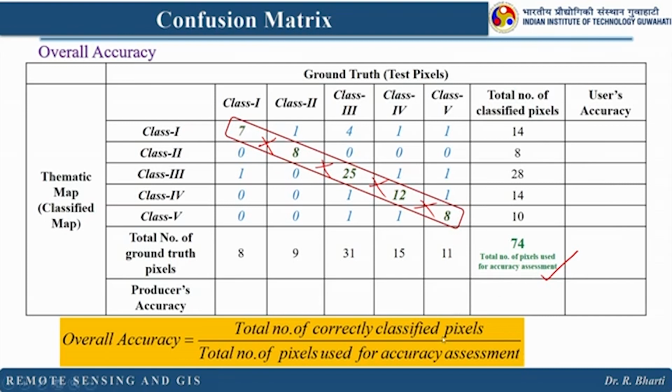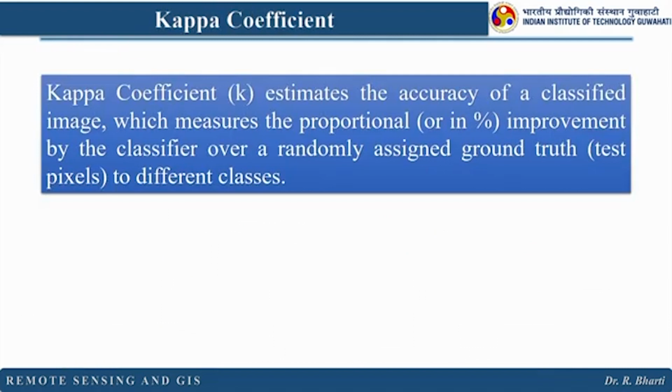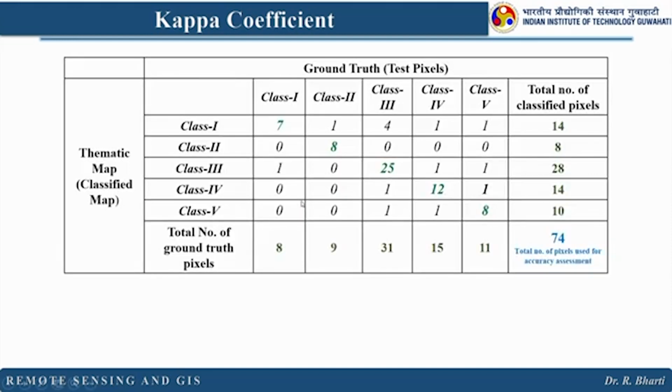Now let us understand there is a new way, or a different way, of calculating the accuracy of our classification, that is known as kappa coefficient. So kappa coefficient estimates the accuracy of a classified image, which measures the proportional improvement by the classifier over a randomly assigned ground truth, which is basically test pixel, to different classes, right? Now let us see how we calculate kappa coefficient.